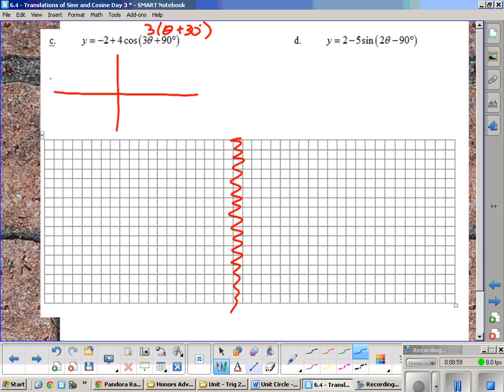So amplitude, fill it out. Period, do it. Vertical translation, write it down. And your phase shift as well, fill it out.